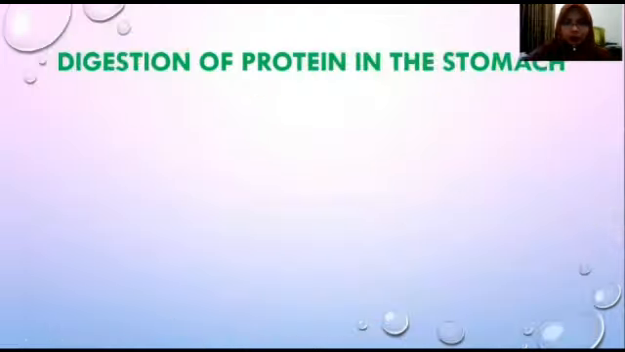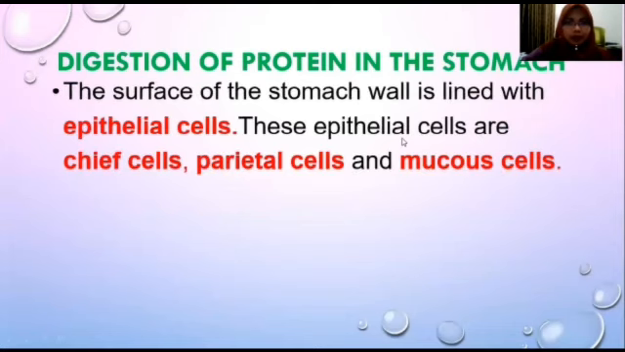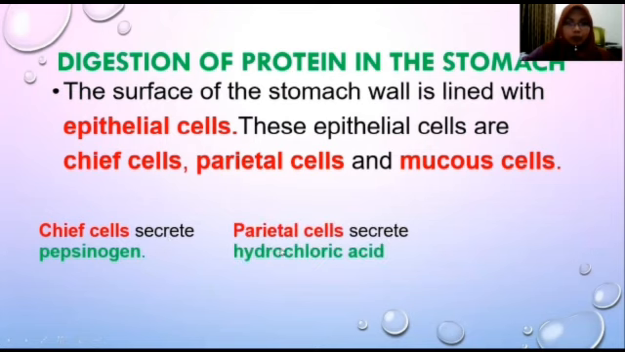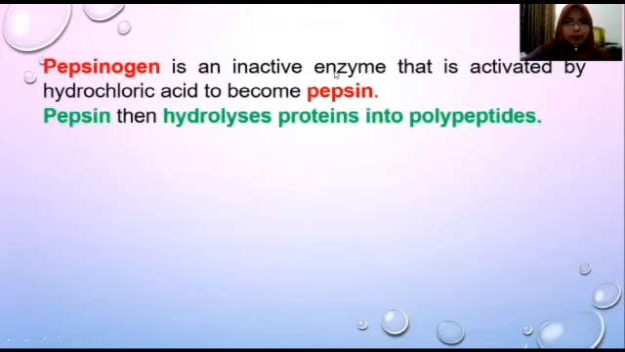The digestion of protein in the stomach. Okay, we look at the structure of the stomach. The surface of the stomach wall is lined with epithelial cells. These epithelial cells are chief cells, parietal cells, and mucous cells. Each cell has its own function. For example, chief cells function to secrete pepsinogen, while parietal cells secrete hydrochloric acid and mucous cells secrete mucus.